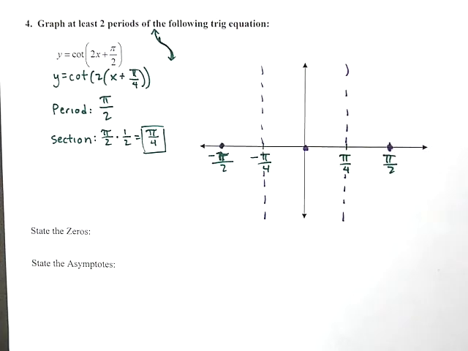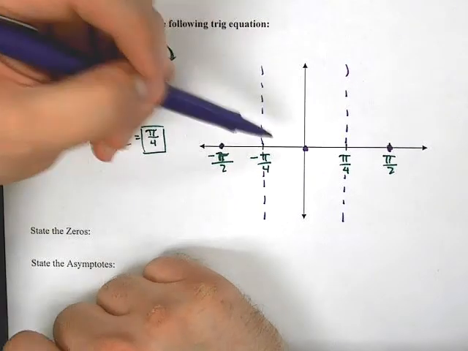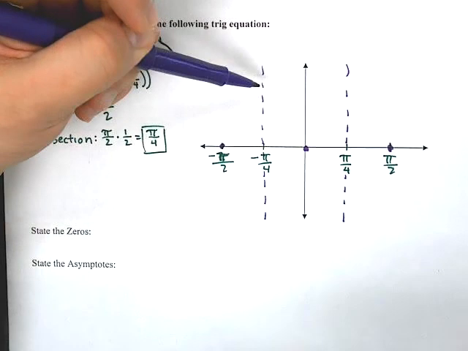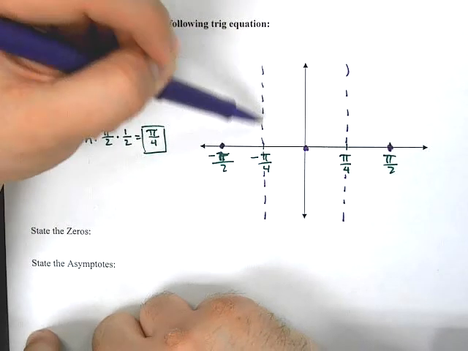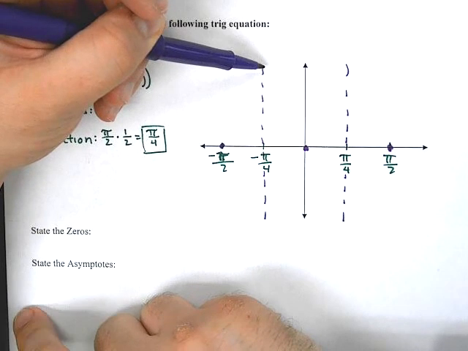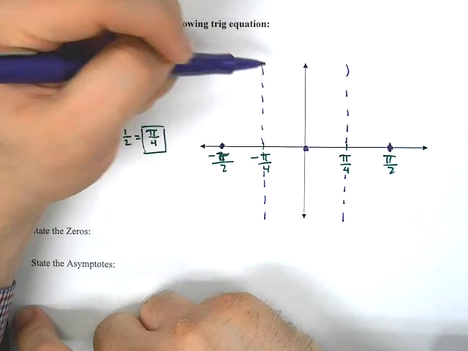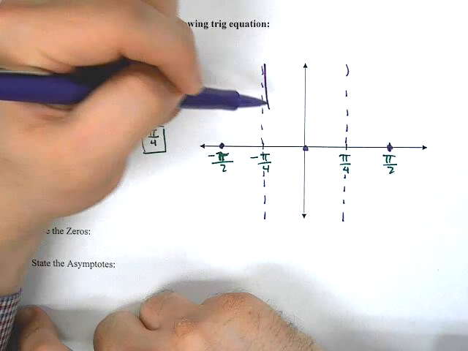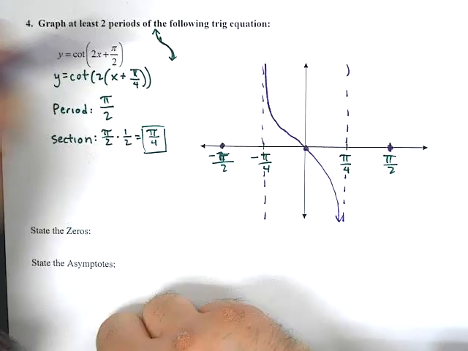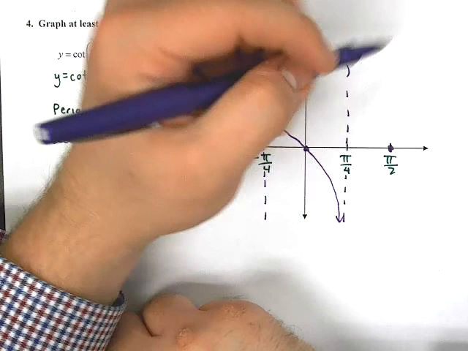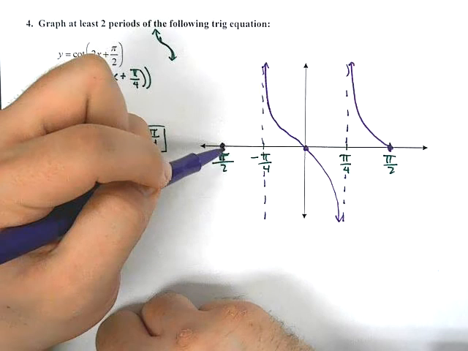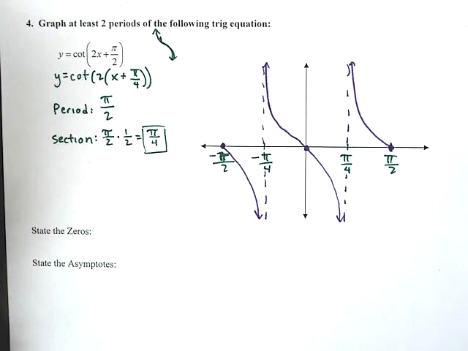Alright? And again, if we moved pi over 4 to the left, then this is kind of like my origin, or my starting point, like my 0 degree angle. And as I move into quadrant 1, I need to be positive. So I have to be positive, and then come down like that. And that should give you the rest of this curve.